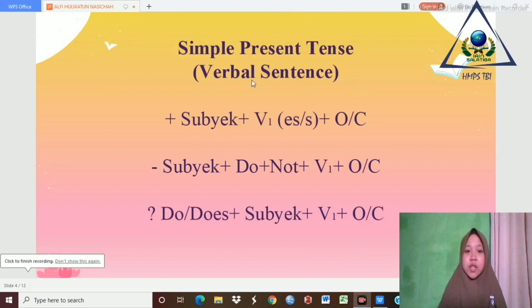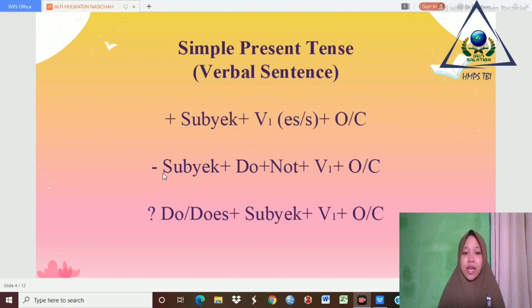Okay, dear students, after we learned about the definition and also the function of simple present tense, now we will learn about the verbal sentence. Okay, the first form is the positive form, that is subject plus verb 1 plus es or s plus object or complement. In the first form, you can add es or s to the verb 1. But there are some requirements if you want to add es or s to the verb 1. That is, the subject has to be he, she, and also it. You cannot add es or s for the subjects I, you, we, they.